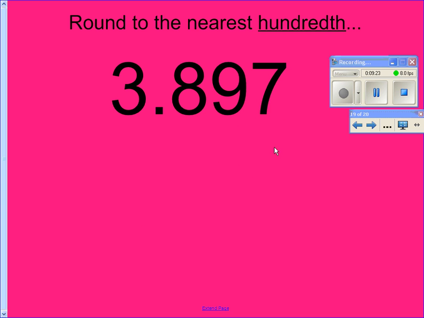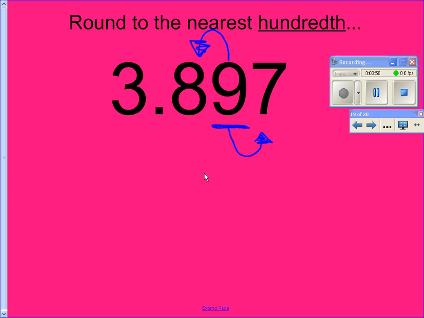Try this one on your own. You can pause the video. Okay, to the nearest hundredths place, the 9 is in the hundredths place. Okay, in your answer, you should have 2 places after the decimal because that's the hundredths. The 9 looks to the 7. The 7 tells the 9 to go up. So the 9 tells the 8 to go up.